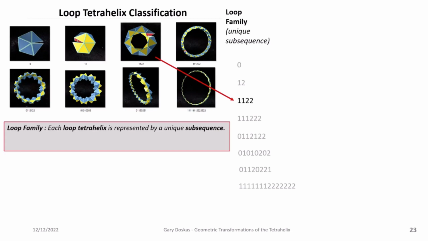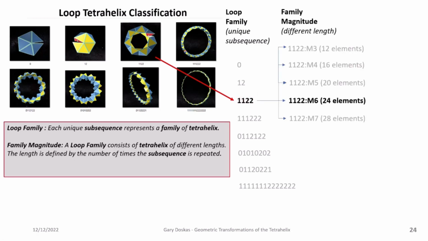So now I'm going to describe what each of these 3 parameters that I'll be modifying in the simulator. The first classification is just the subsequence itself, which defines whether it's a loop tetrahelix, a spiral, or a linear. So this first column would consist of all the potential subsequences that create a loop tetrahelix. I'm going to take one of these and blow it up to introduce the second parameter.